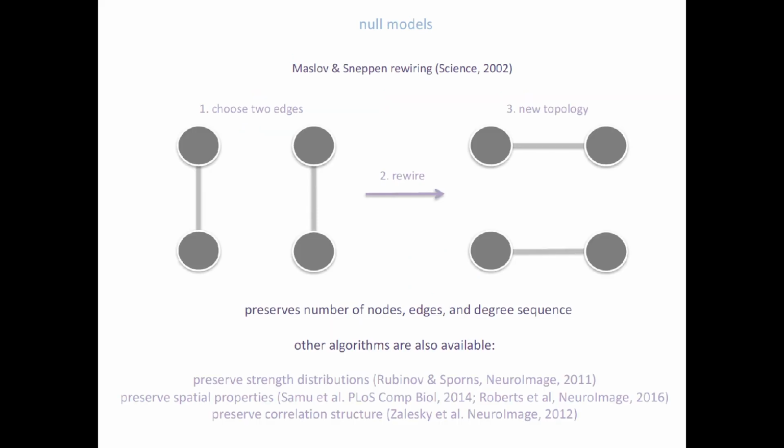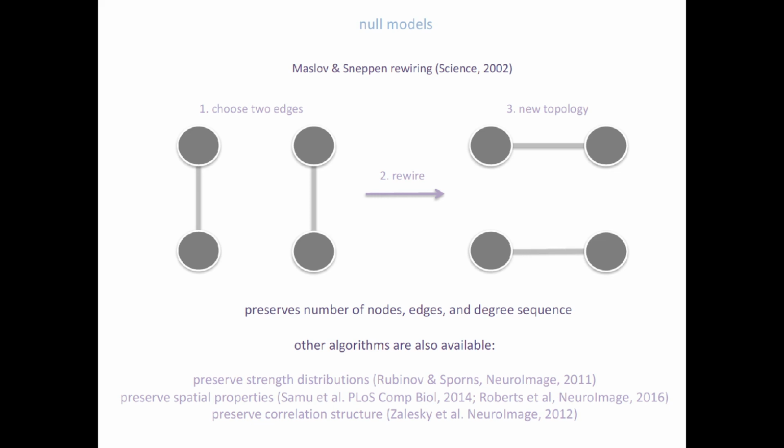And so the most common procedure for doing that is what's called Maslov and Sneppen rewiring. So Maslov and Sneppen were the authors of this paper in Science. The basic idea is you find two edges. So here this edge connects these two nodes, this edge connects these two nodes, and then you rewire them, right? And so you do this many times throughout the network, and this makes sure that you've got the same number of edges attached to each node, but it randomizes everything else. Right? So this algorithm preserves the number of nodes, edges, and degree distribution. And then that's a commonly used null model in network analysis.